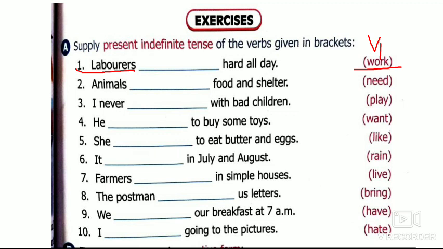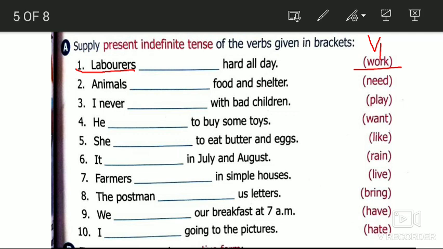Number 1, the laborers work hard all day. Animals need food and shelter. I never play with bad children. Number 4, he is third person and singular number. He wants to buy some toys. Wants, number 4.